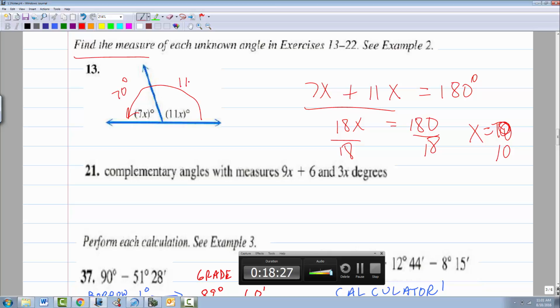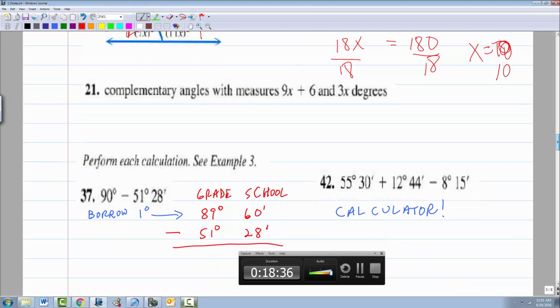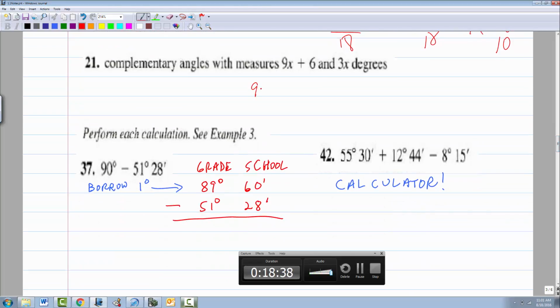11 times 10 is 110. Lo and behold, what do these add up to become? When you plug the variable back in, then it satisfies the condition. And then I'm not solving the next one. Not gonna do it. But if it says they're complementary, what do these two add up to become? 90. Then you add these like terms. Oh, fine, I'll do it.